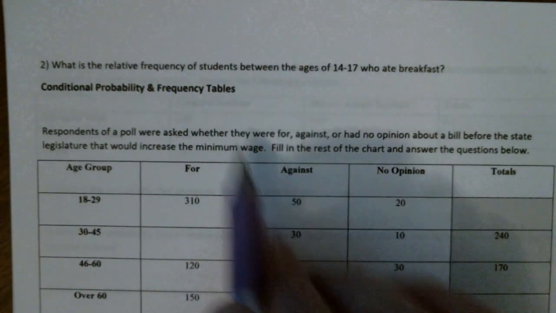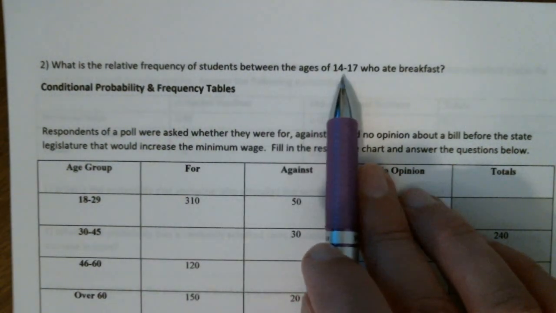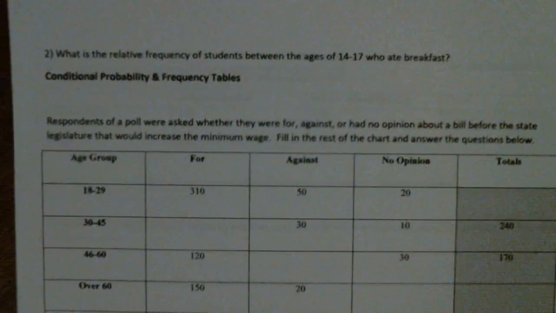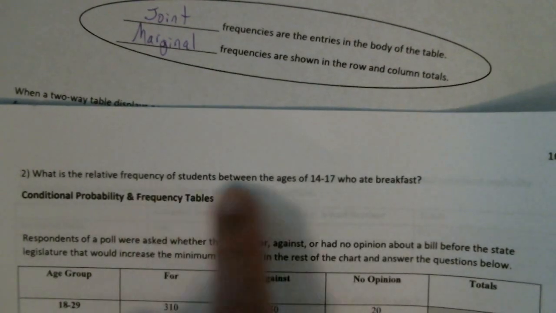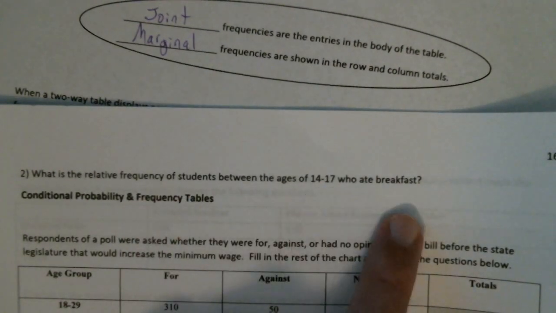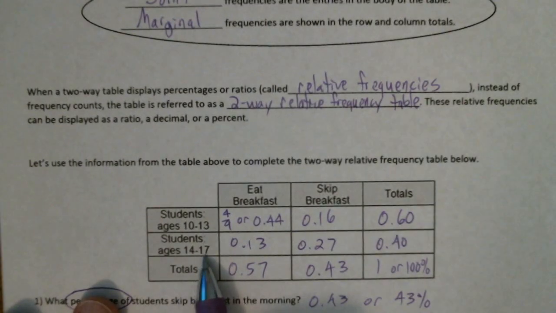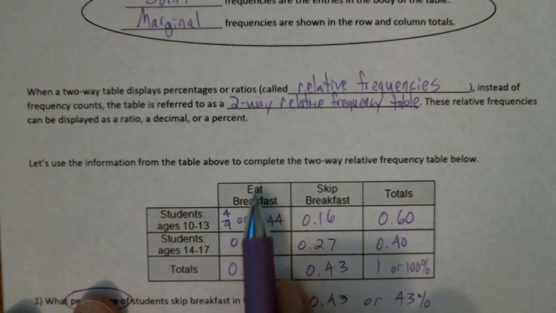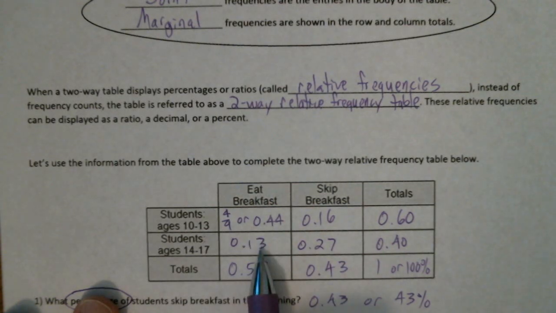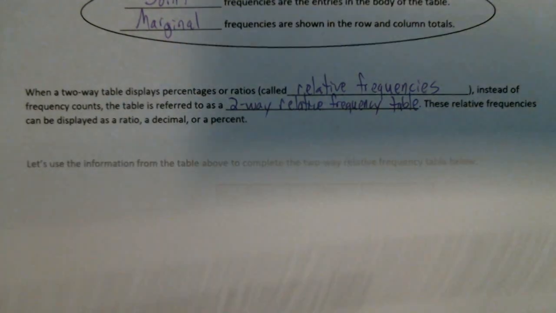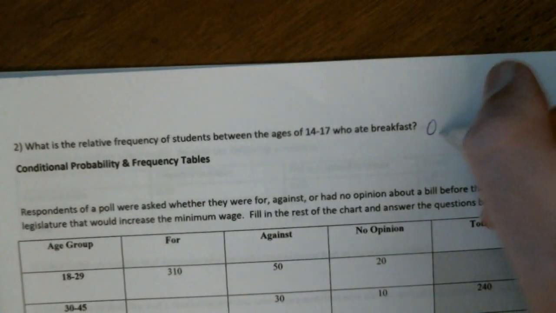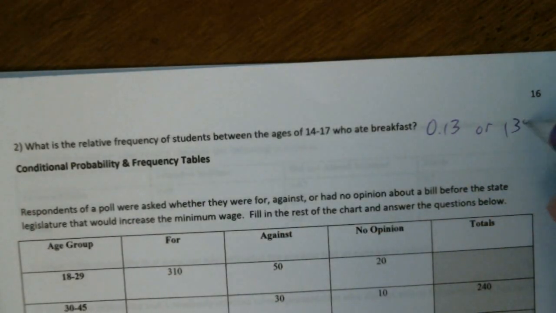What is the relative frequency of students between the ages of 14 and 17 who ate breakfast? If we go back again to our chart, relative frequency between the ages of 14 and 17 who ate breakfast. So we're only looking at the 14 to 17 people. What percentage of them ate breakfast? That's going to be right here, these people right here, the 13%. So going back up here, 0.13 or 13%.